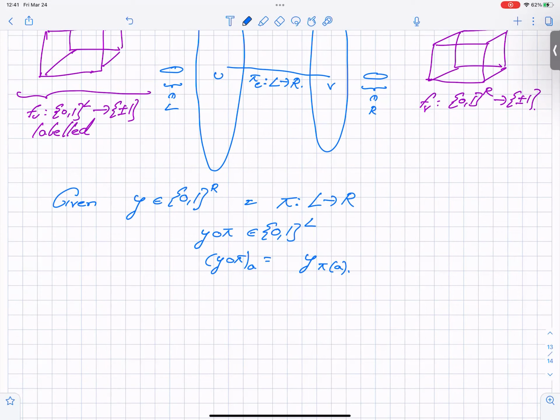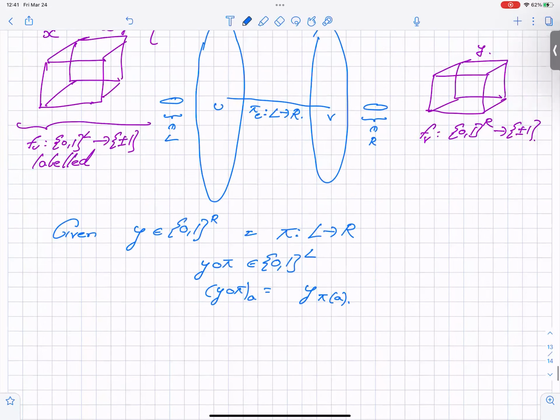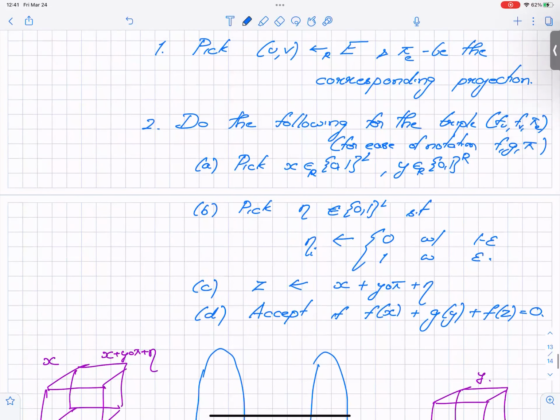So if you think of these not as strings but as functions, this is exactly composition. And that's the reason for using the notation y of pi. So I have to query f of x, f of y of pi, and f of z. But if it were a projective, f of y of pi should actually be equal to g of y. If it were an honest to God long code encoding on both sides, g of y will be the same as f of y of pi.